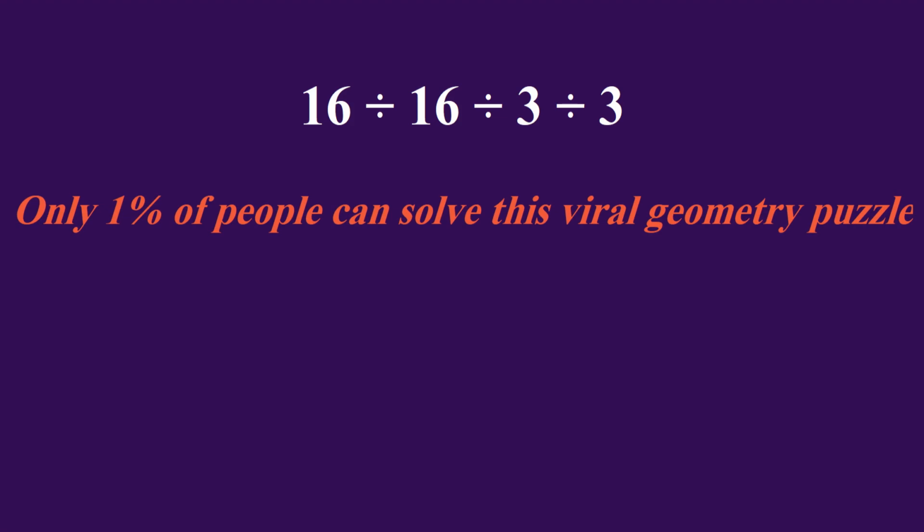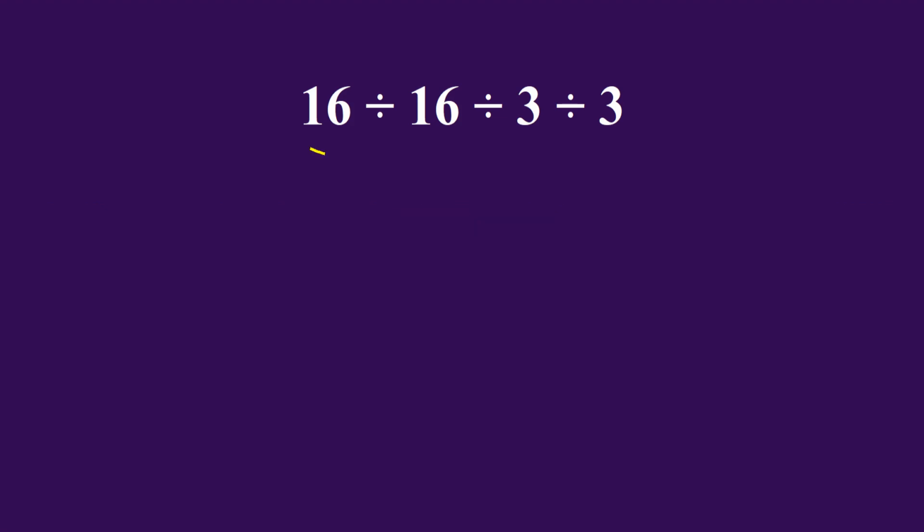In this exclusive content, 16 divided by 16, which equals 1, and 3 divided by 3 equals 1. Now we have this problem, 1 divided by 1, which equals 1. But this answer is not correct because according to the order of operations, we must do this division, then this division, and at last this division.